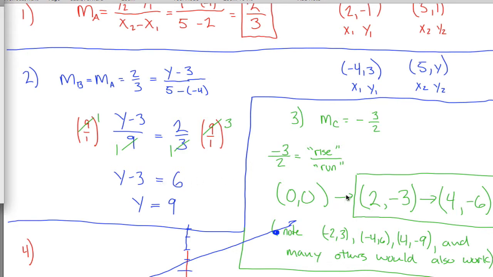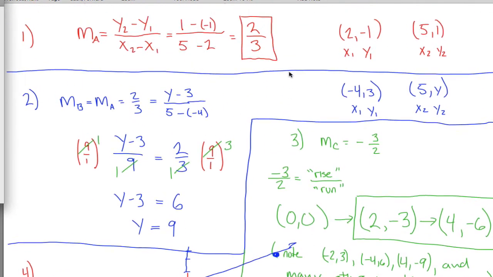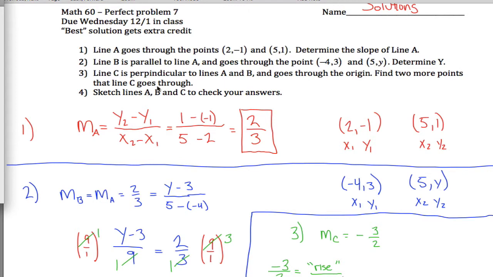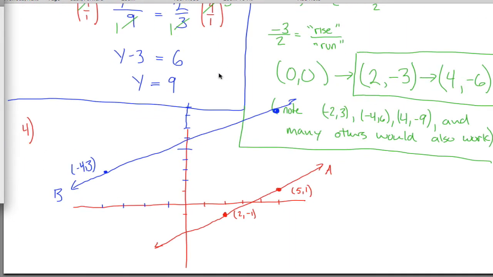What about part C? Part C says that line C is perpendicular to lines A and B. Okay, and it goes through the origin. Here's the origin right here. It wanted me to find two other points. Well, let's see, 2, -3. This guy down here.